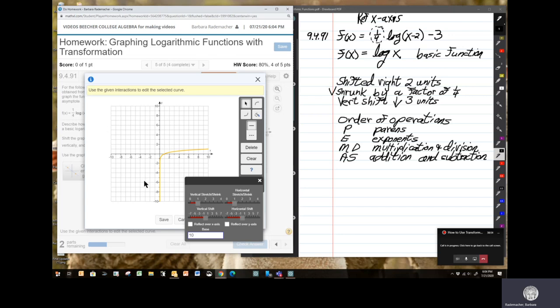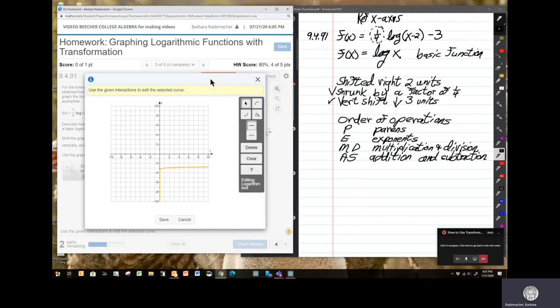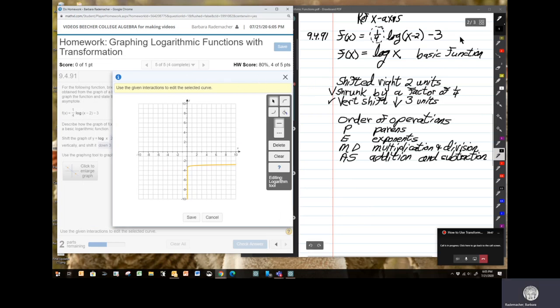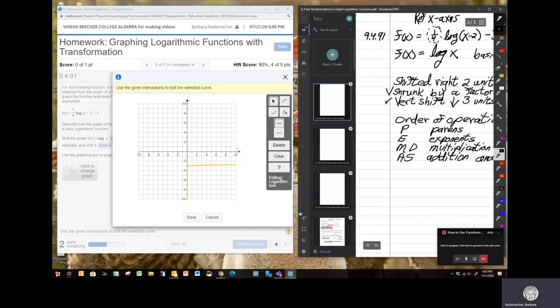Okay, now there's a vertical shrink of 1/4 unit. 0.25 is 1/4. There is not a horizontal shrink or stretch. There's a vertical shift down 3 units, so -3. And there is, let's see, what have we already done? We've done the shrink, we've done the shift, and now what's left? Where did it go? All right, this is the last one. I am going to save this and then just kind of move it way over here so it'll get out of the way.